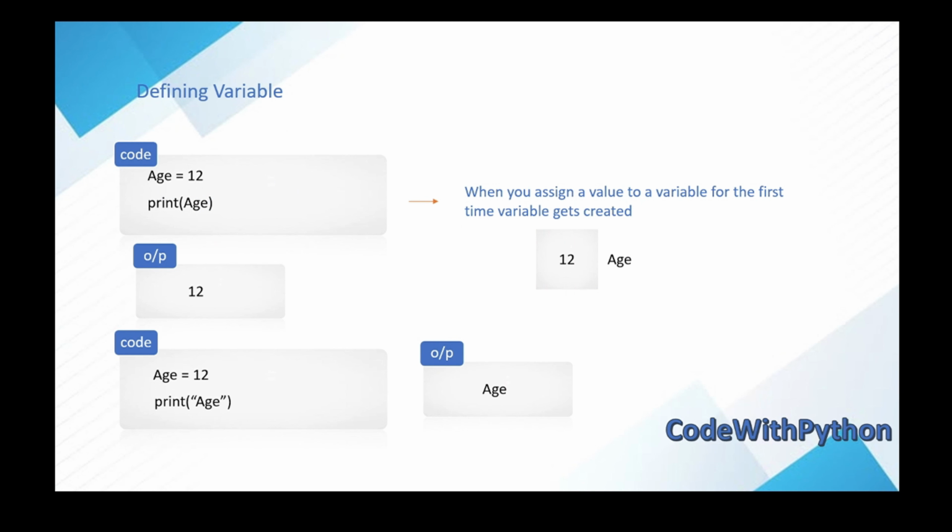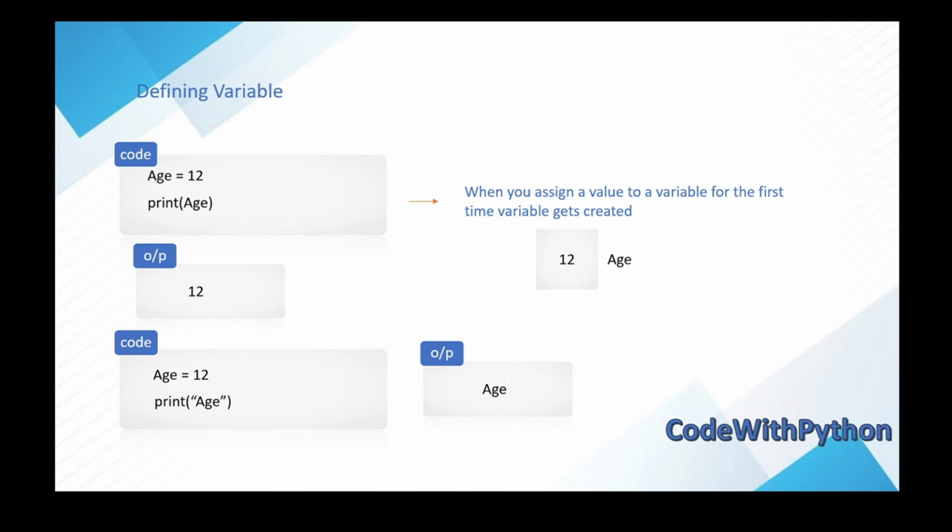Okay, so defining a variable. What is the code here? age is equal to 12 and print of age. We have seen it before, right? What is age? Age is a variable. Is equal to is an assignment operator. 12 is an integer. So age is a variable to which the integer value 12 is assigned.